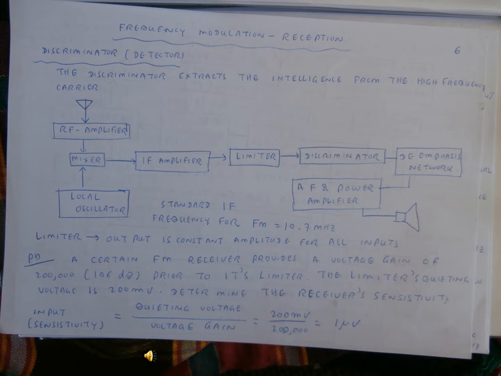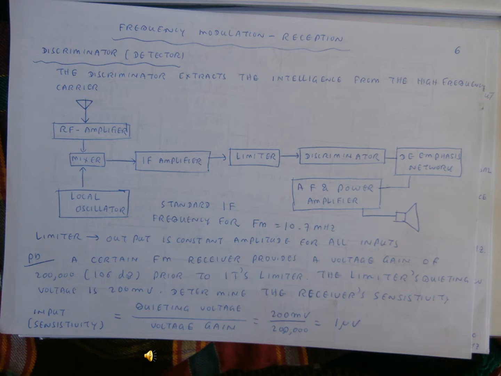And then the output of the radio frequency amplifier is sent to the mixer, inside which the mixer is connected with the local oscillator. The output of the mixer is connected to the intermediate frequency amplifier, then to the limiter, then to the discriminator, then the de-emphasis network, and then finally the audio frequency and power amplifier, and finally connected to the speaker. The standard intermediate frequency for a frequency modulated waveform is 10.7 megahertz.